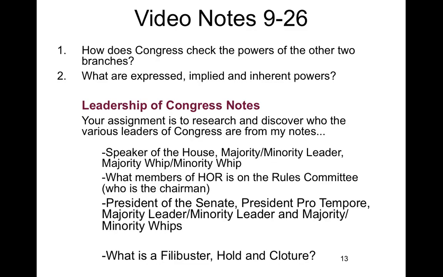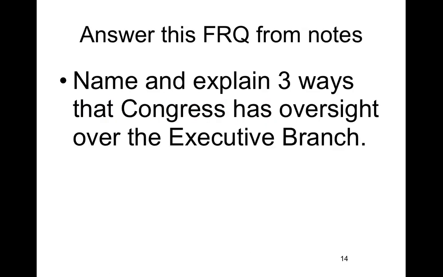Then at the end of all these notes, you should be able to answer, and you need to, this little FRQ question. It kind of goes with the first part. It also kind of goes back to some other stuff we talked about in the beginning of this class. So answer the free response question from notes. Name and explain 3 ways that Congress has oversight over the executive branch. So identify what those are, and then explain how Congress has the oversight of the executive branch. Pretty easy stuff.